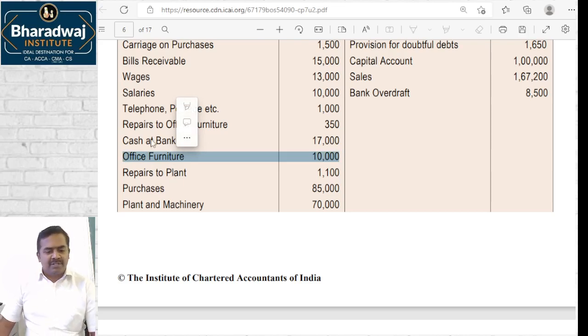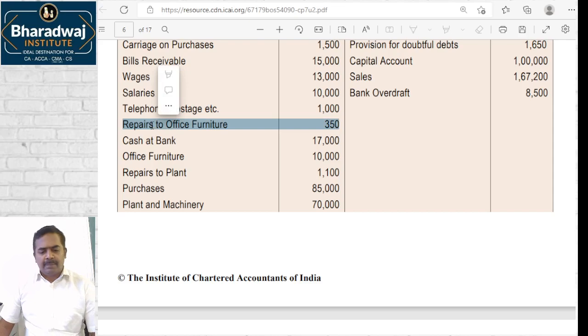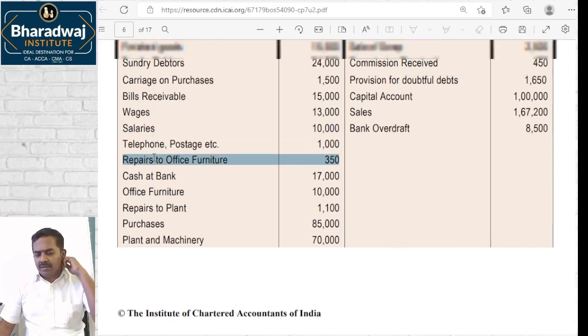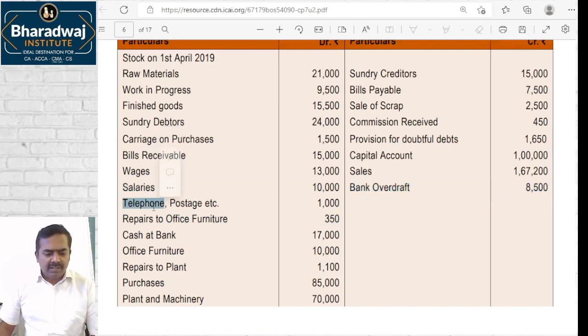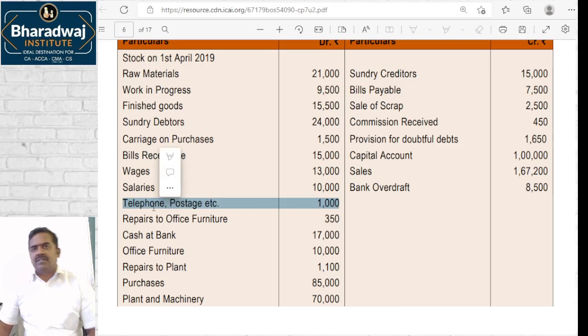P&L account. Machine is used for production. Repairs to office furniture will be charged in which account? P&L account. Salary will be charged in P&L account because they are not production expenses. Telephone and postage will be charged in which account? P&L account. Let us start.